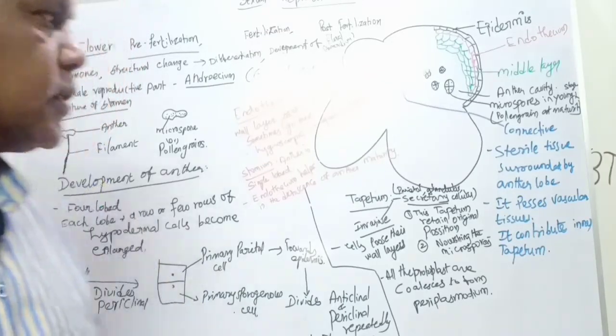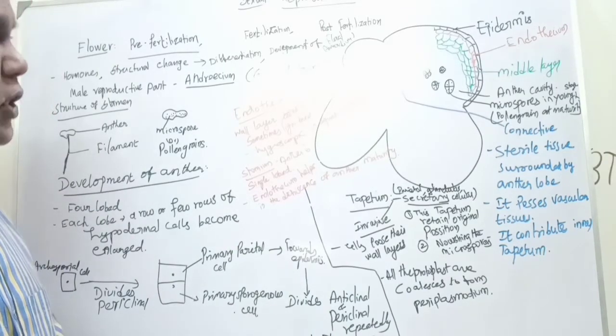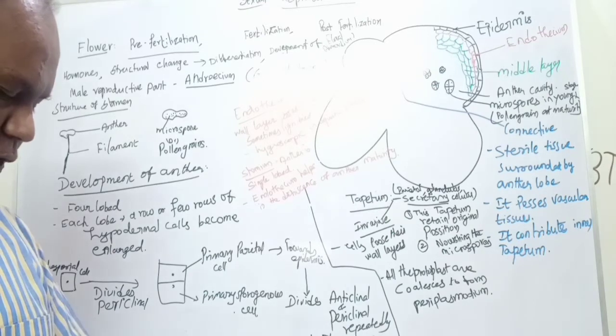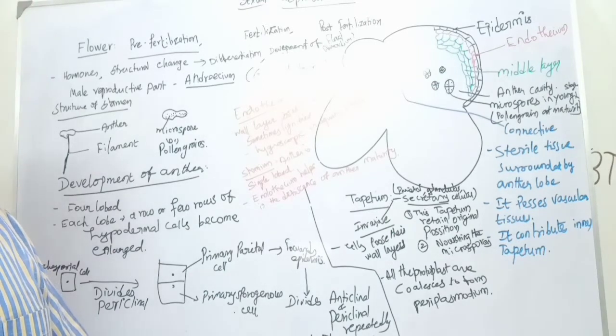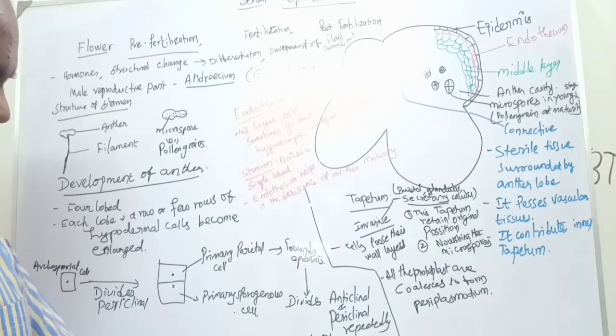Good morning, students. Now we are going to discuss sexual reproduction. Sexual reproduction means the union of gametes, male and female gametes. The formation of the gametes is called gametogenesis. Okay. Next, the flower.